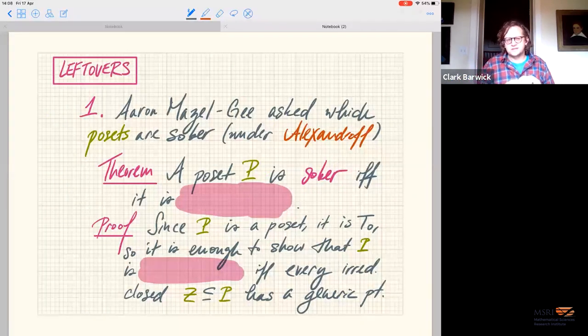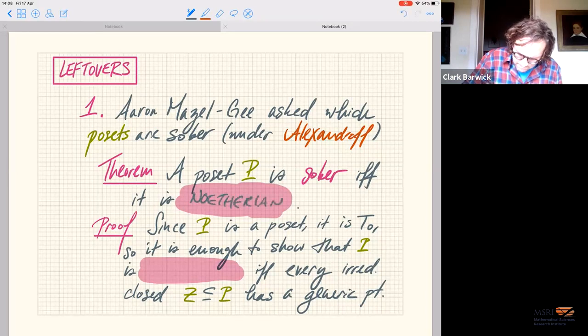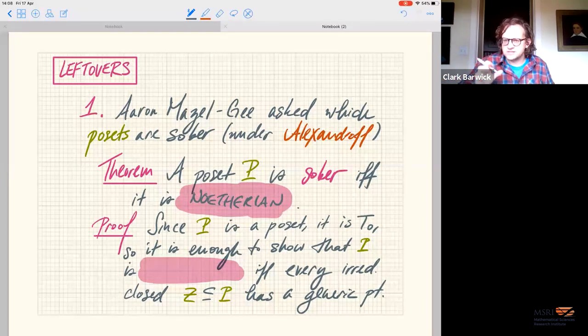So Aaron Mazel-Gee asked which posets are sober, and I kind of hemmed and hawed a little bit and said, well, the finite ones certainly are. And then there was a little bit of discussion, but I was a little vague about what the actual answer was. So I thought I'd try to give the correct answer, in the form of this theorem: a poset is sober if and only if it is Noetherian, by which I mean that it satisfies the ascending chain condition. So that's why, if you're thinking about posets and sheaves on posets, you might want to contemplate Noetherian ones as opposed to more general ones.